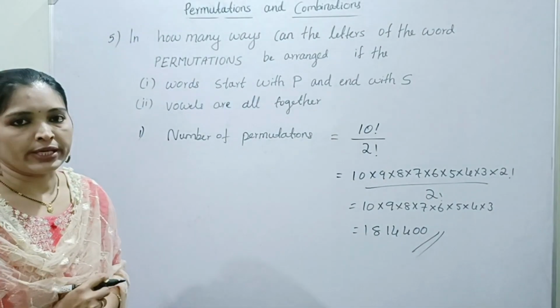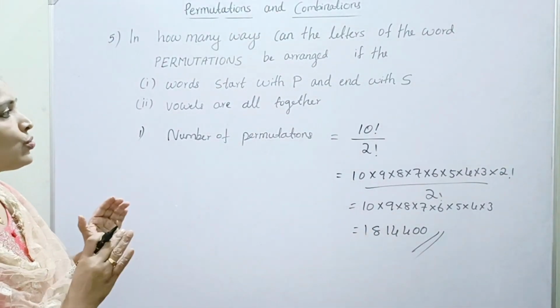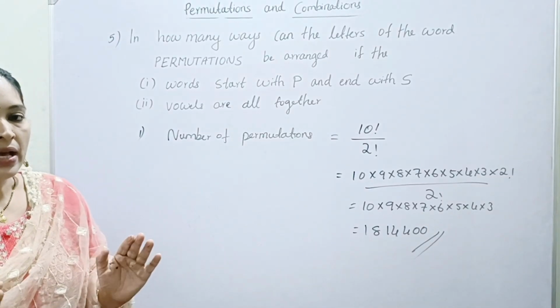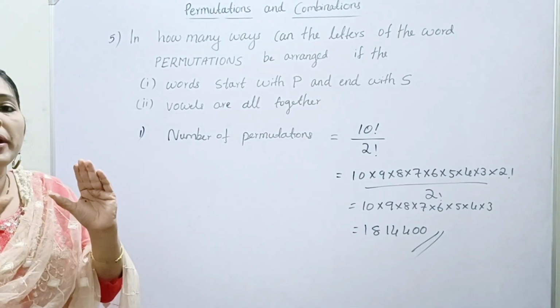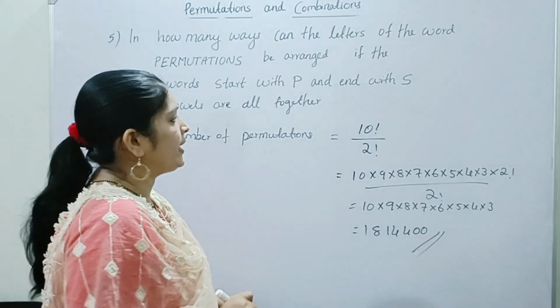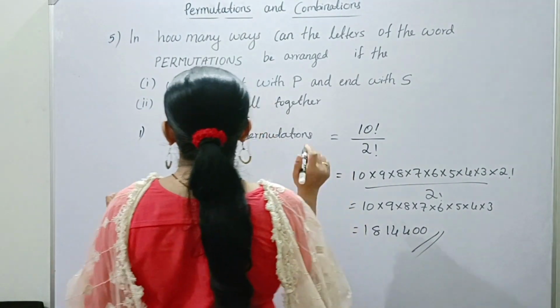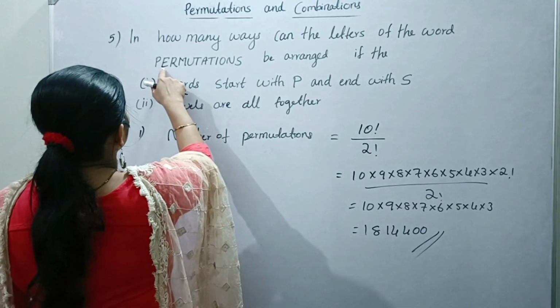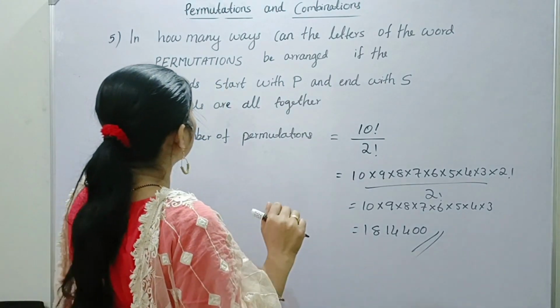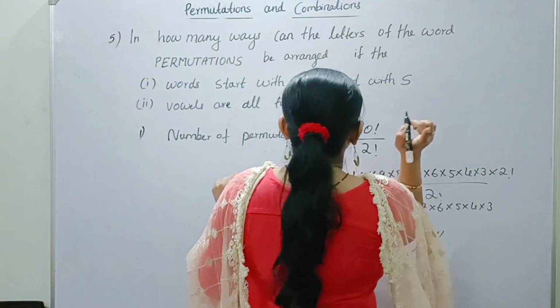Vowels are all together. So here we have to write the words with the vowels coming together. For example, one word I will write. See how many vowels are there? 1, 2, 3, 4, 5. Okay, so 5 vowels. I will write one word.